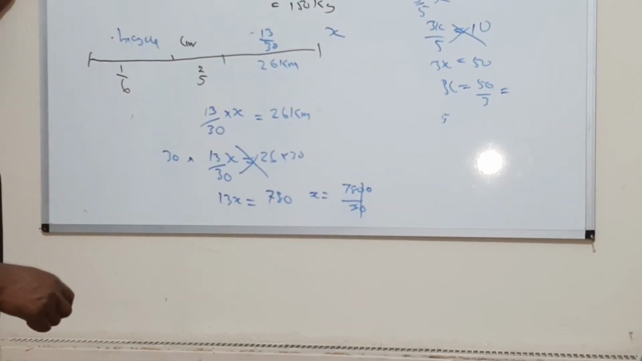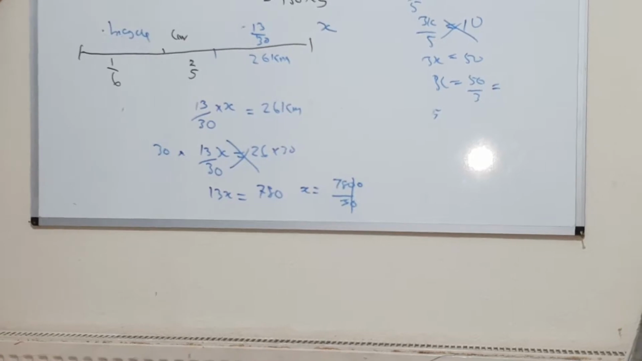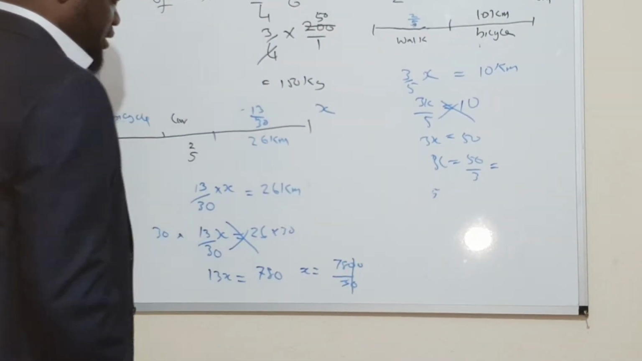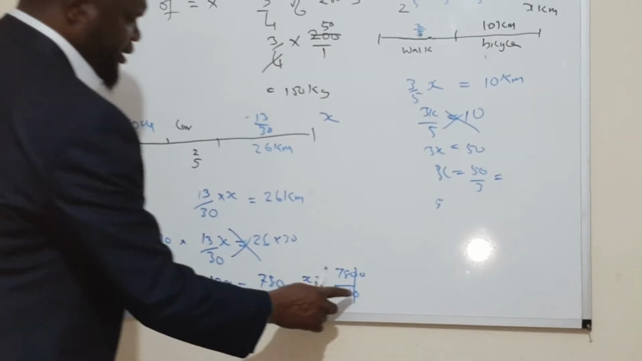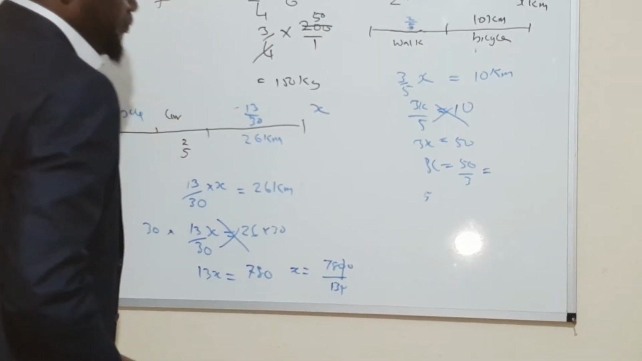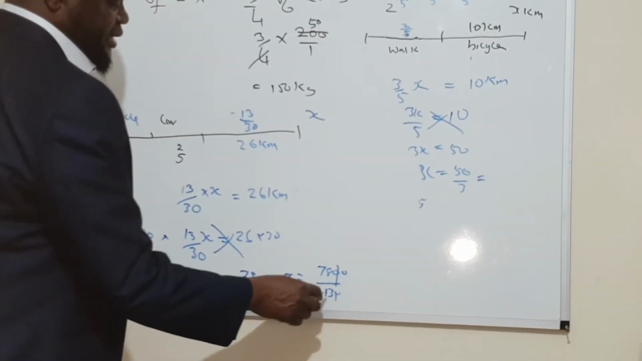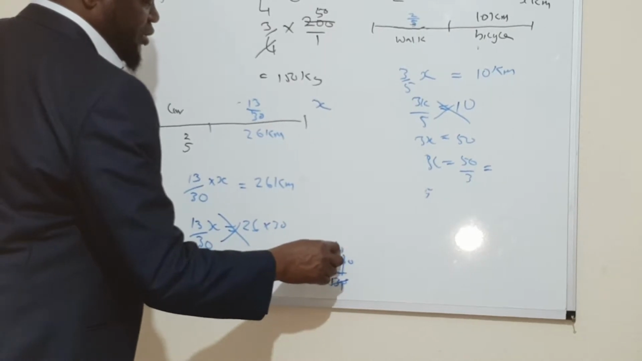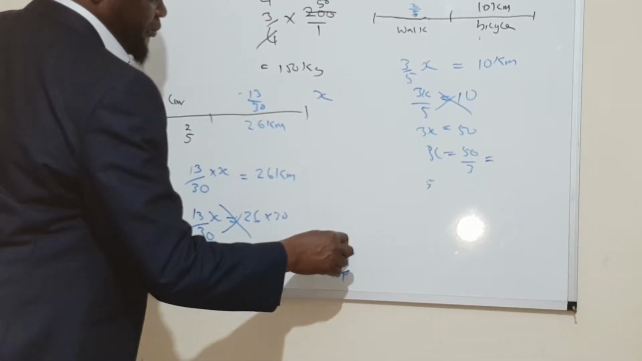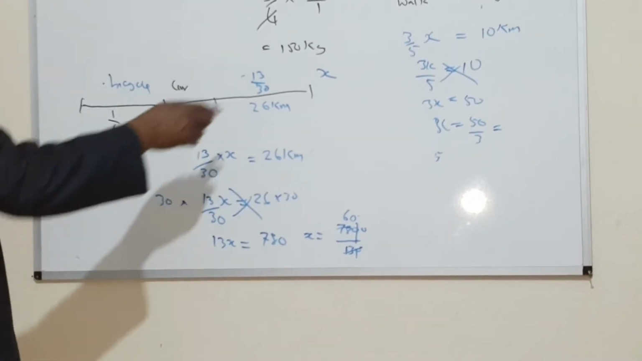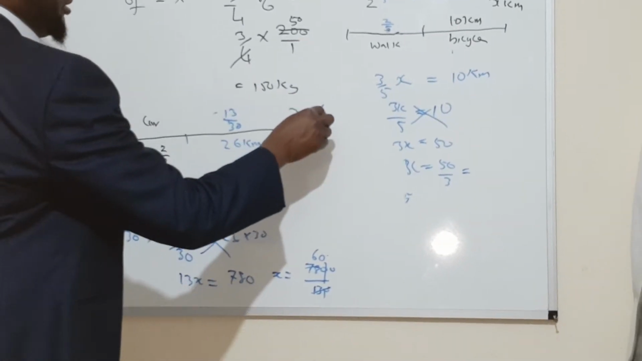Yes, divide by 13. 13 into 78, how many times? 6 times. So 13 into 780 is 60. So our x total journey is equal to 60.